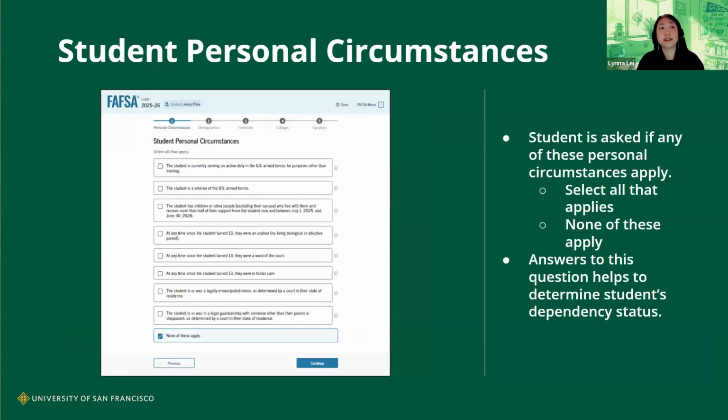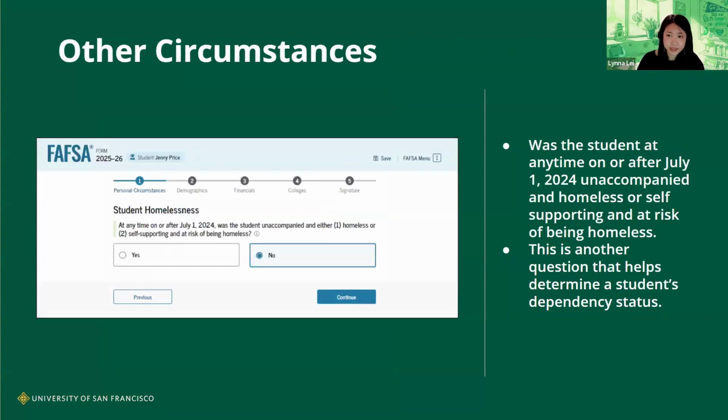Then the FAFSA will ask about the student's personal circumstances. You should read all the answers that are listed and select any that apply to you. If it does not apply to you, you can select none of these apply. This question helps determine a student's dependency status. And then the next question will be about students' homelessness status.